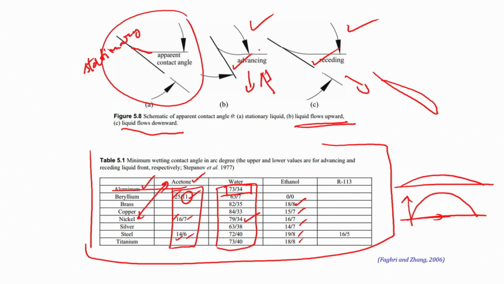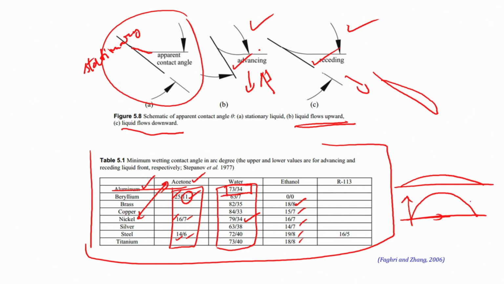Advancing will be obviously higher because the liquid is actually contracting like this, and receding will be obviously lower because the liquid is actually spreading. So, the previous motion is actually spreading. These are the two types of motions that you will normally expect to see in these cases.